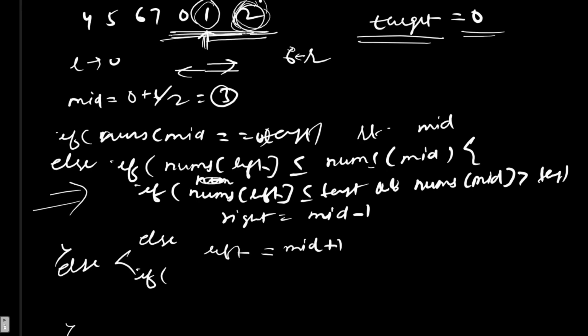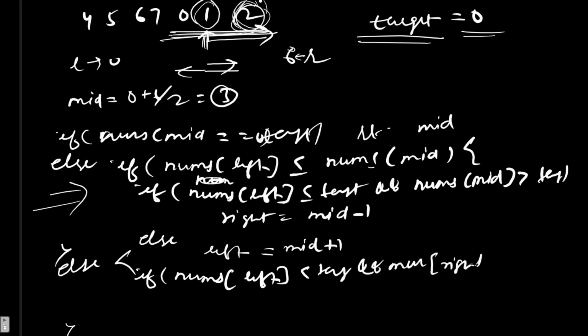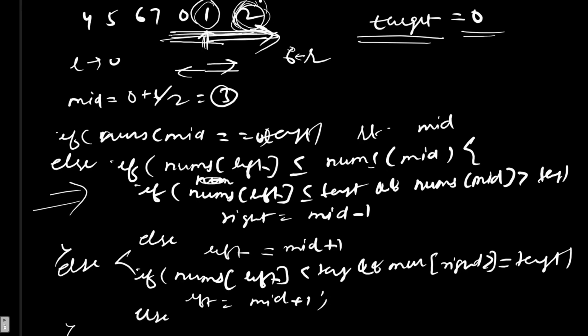So if this condition is true, that means our target is somewhere in this right part. So we have to check first nums of left is lesser than target and nums of right is greater than or equal to target. If this condition is true, we can say that our target is present somewhere in the right part. So in this case we have to go towards right. How can we go towards right? We have to do left equal to mid plus 1, and there will be an else part where we have to go toward left when this condition is not true.